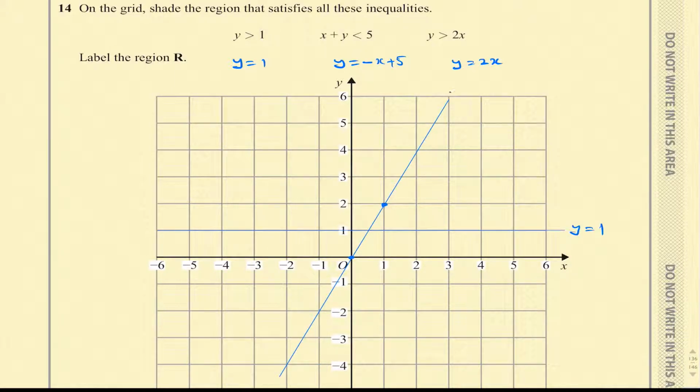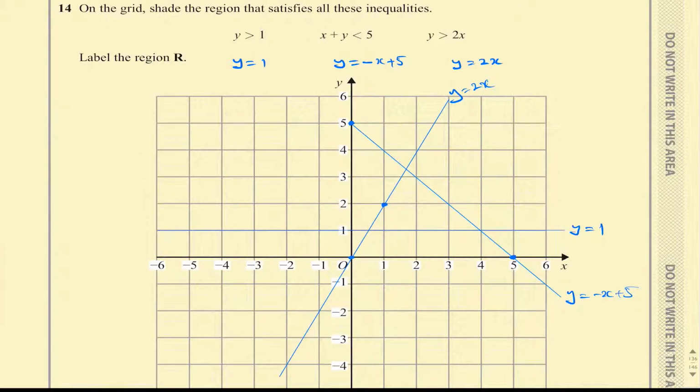And this equation is y equals 2x. The third one is y equals minus x plus 5. When x is 0, y is 5. And when y is 0, x is 5. So now I can just join those points together. And this line is y equals minus x plus 5.